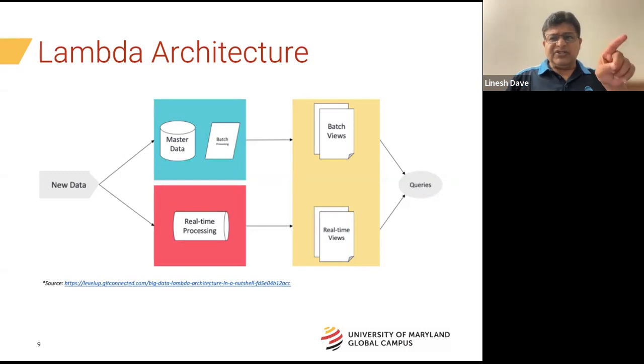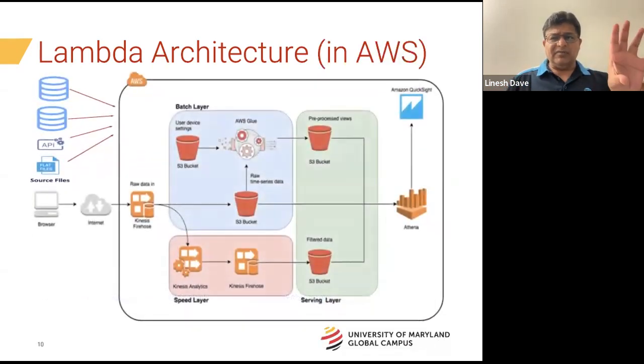Now, keep this architecture in mind and see how it could be simply done in AWS. In AWS, you see all these different options: you could be getting data from other databases or data sources, or you could be taking in a file.